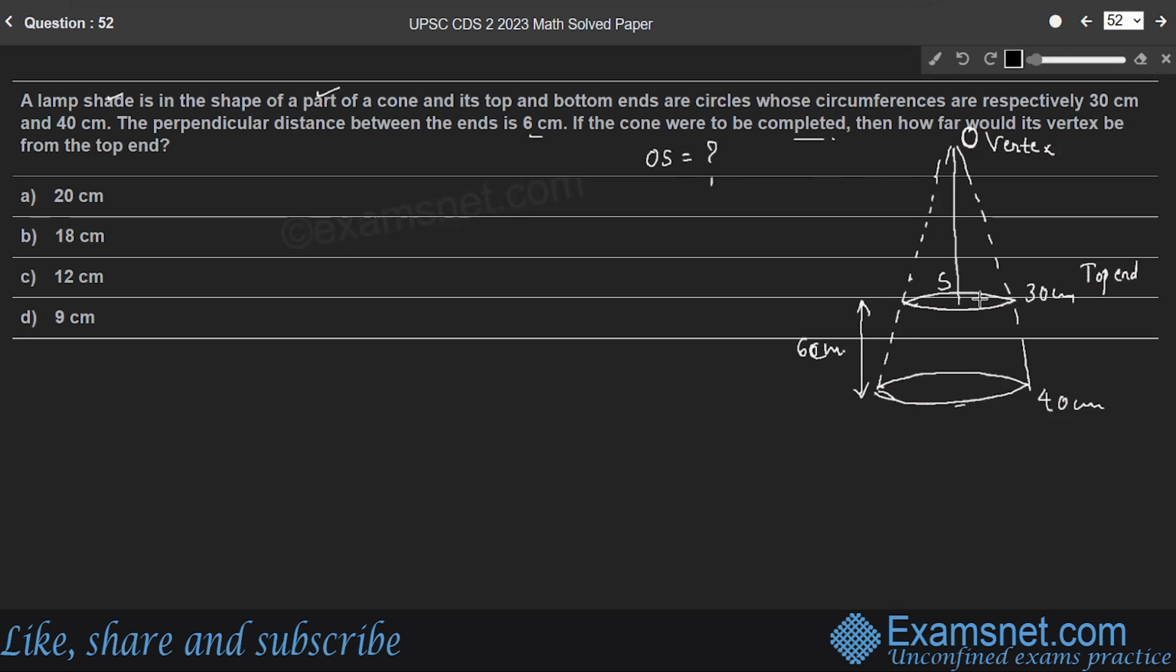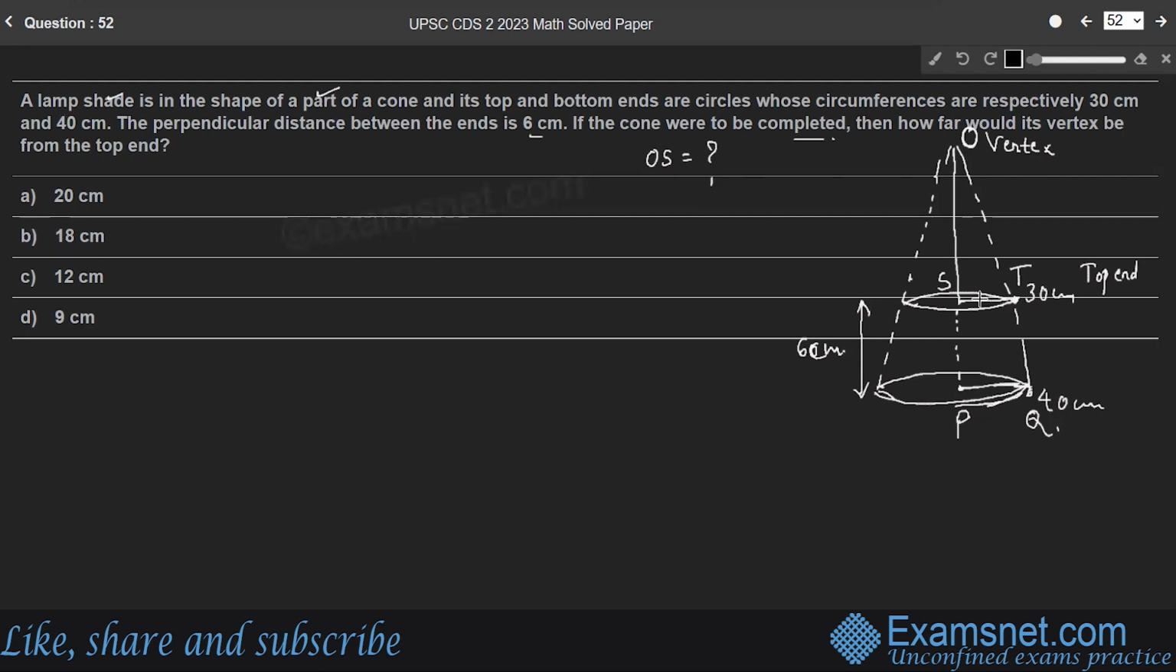To find this, we'll make a construction here: extend this OS up to the bottom end, and let it meet the bottom end at P. And we'll consider one side of the cone, where these two points be S, T and Q. Why do we need T and Q? I'll explain later. Now join S and T and P and Q.